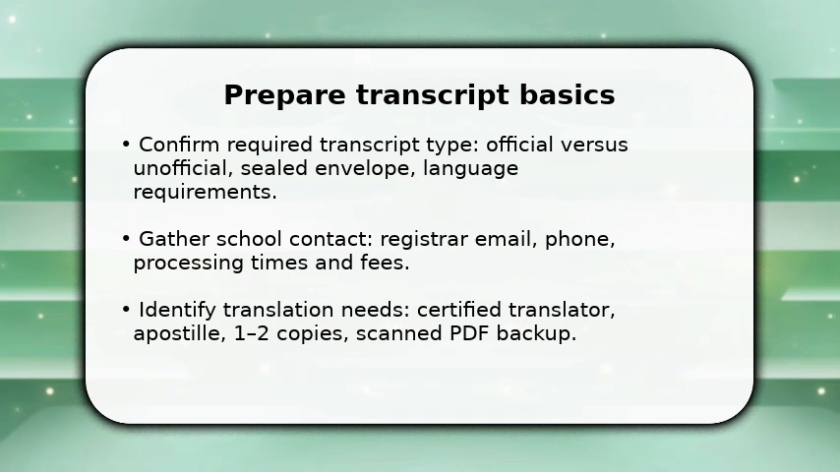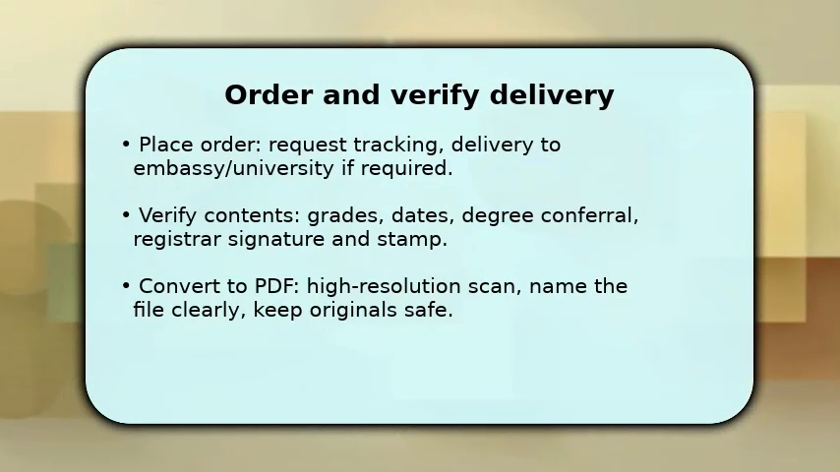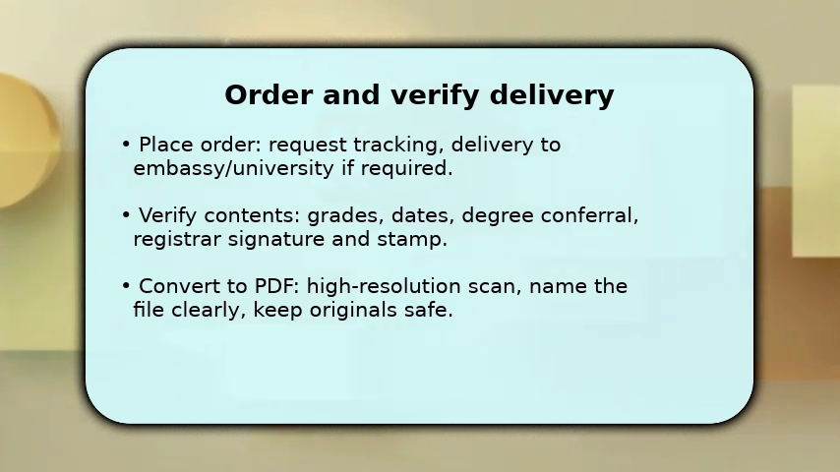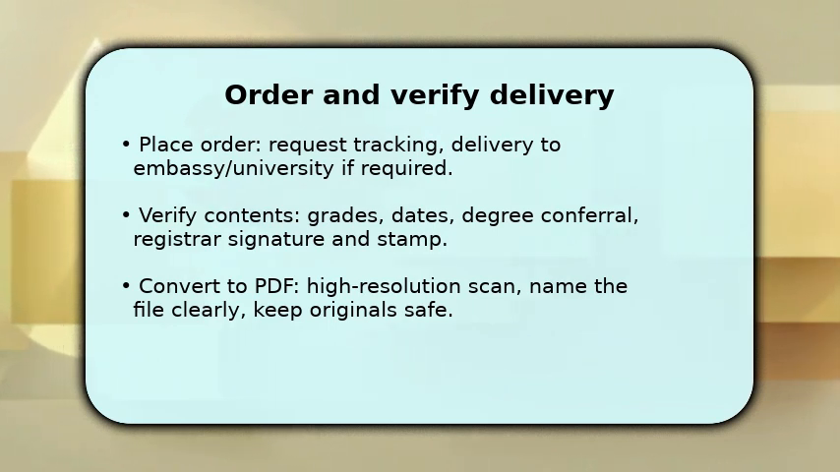when the portal opens. After ordering, monitor the shipment closely. Use tracking and confirm the recipient, embassy, university, or admission office and their preferred delivery method. When you receive the transcript, inspect every field: grades, enrollment dates, degree conferral, registrar signature, and official stamp. If something's missing, contact the registrar immediately to correct it.